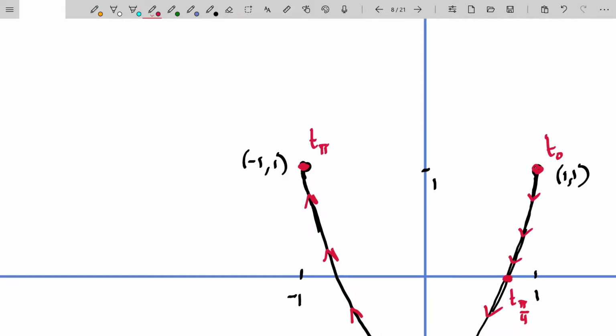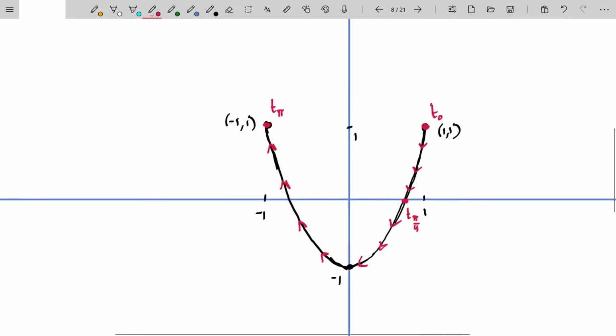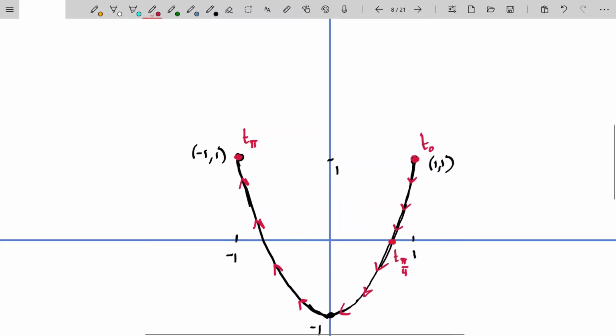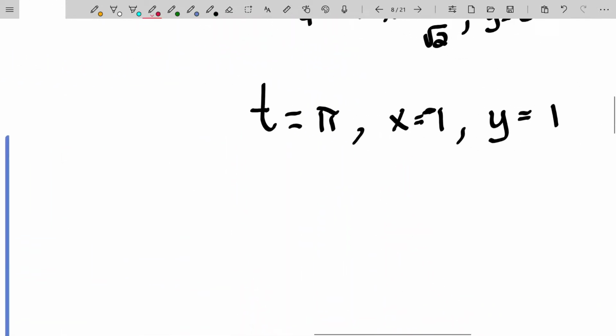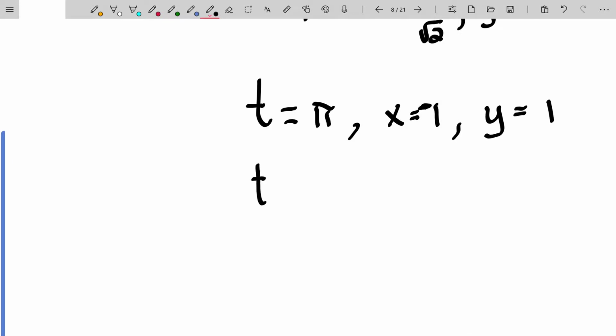But then what happens? Does it just jump over here and continue? Nope, because the two functions we have are continuous functions. So there's no hopping around magically here. There's no teleportation allowed on this curve. So instead, let's go ahead and find out what happens as time goes beyond pi. Let's try time equals 5 pi over 4. Why not? So time equals 5 pi over 4.